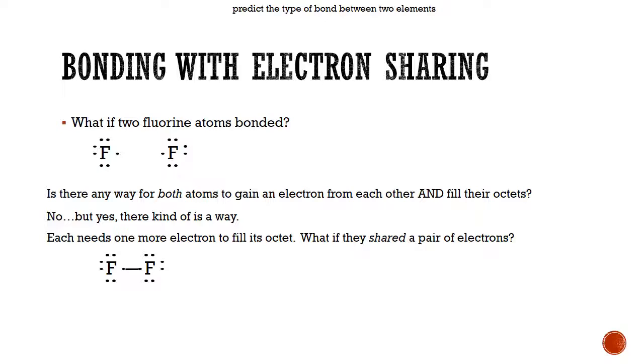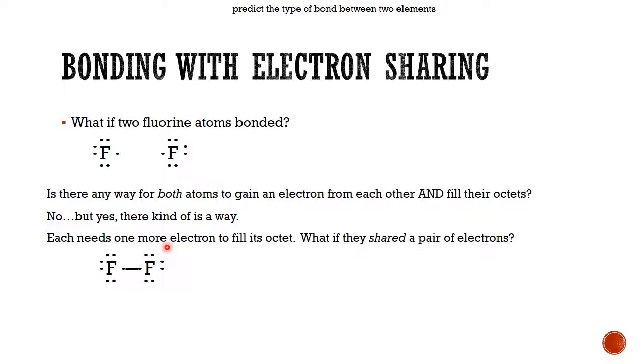What if they shared a pair? And we would represent that by simply drawing a line between the atoms. In a way, you could think about it as connecting the dots there on those unpaired electrons. So if they share a pair, these 2 electrons here in the middle get to count for both atoms. So if I count the electrons on the fluorine on the left, I have 2, 4, 6, and then these 2 get to count for the fluorine on the left, so that's 8.